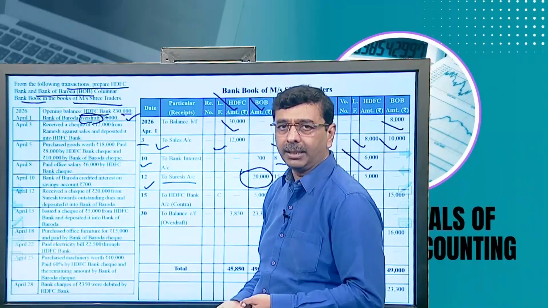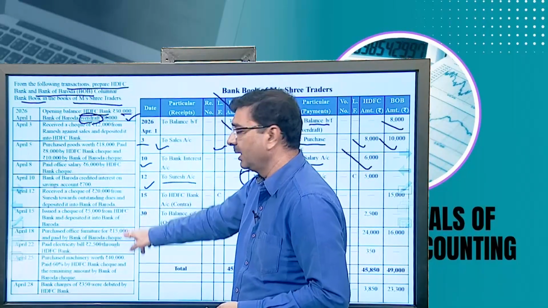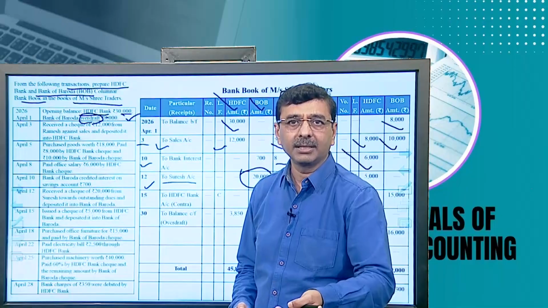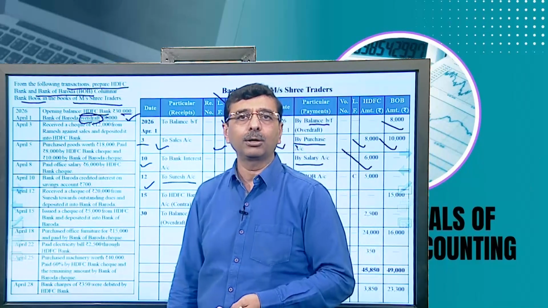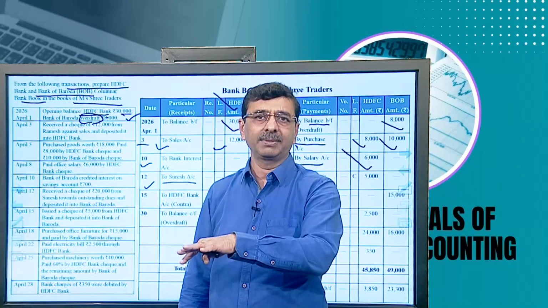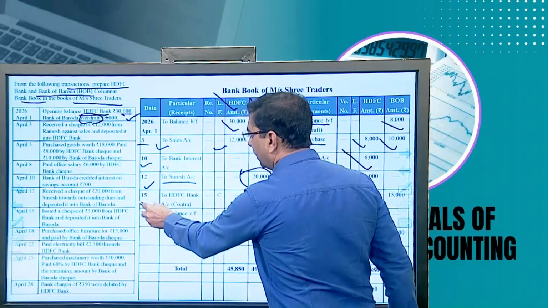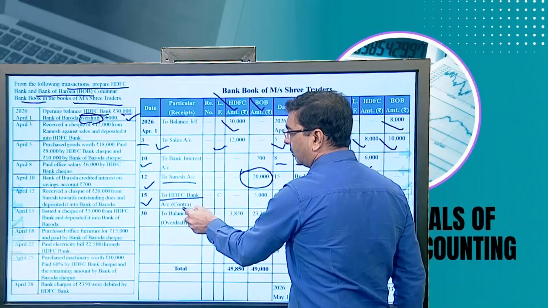It's a contra entry. So now the date is actually 15, issued by HDFC Bank. So HDFC Bank is a giver, deposited in Bank of Baroda. So Bank of Baroda is a receiver. The general entry is Bank of Baroda's account debited to HDFC Bank account. So on the debit side, the date is 15 to HDFC Bank account, contra entry.